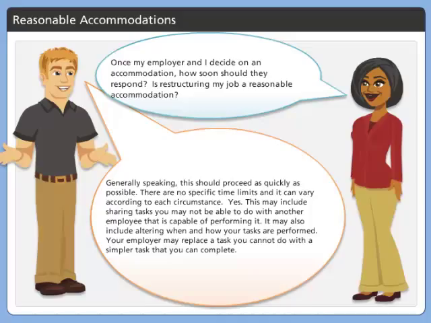Once my employer and I decide on an accommodation, how soon should they respond? Generally speaking, this should proceed as quickly as possible. There are no specific time limits, and it can vary according to each circumstance.